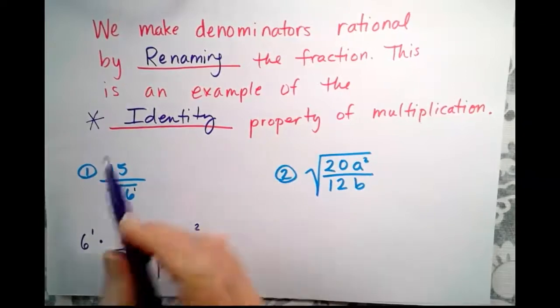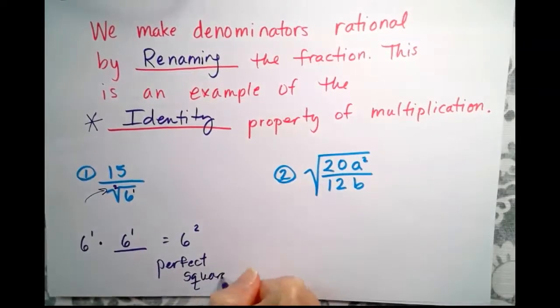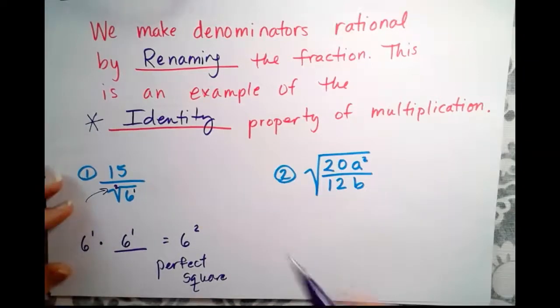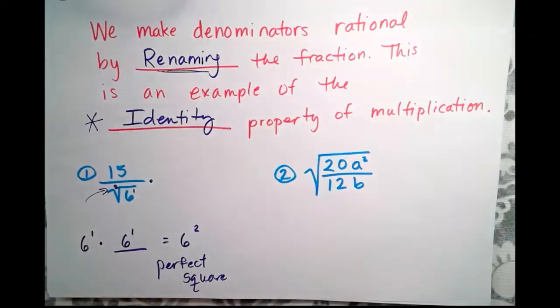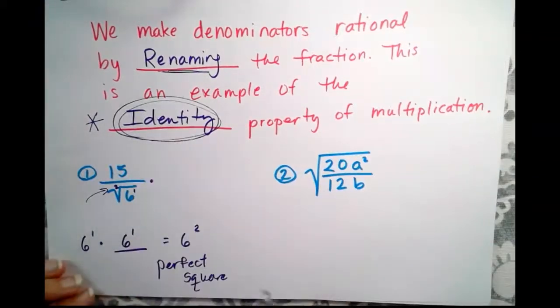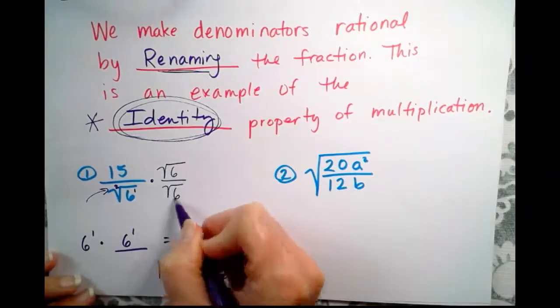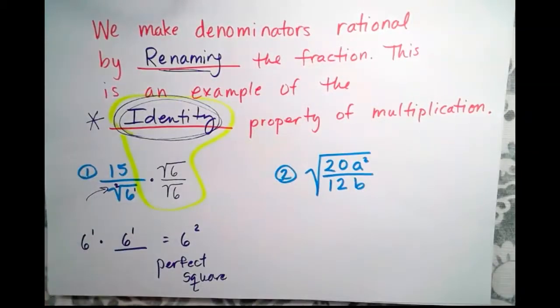If we have a square root, and a square root has an index of 2, we need a perfect square in order to have an inverse effect on that radical. But remember, we're going to rename this fraction. Not change the value, simply rename. And when we rename, we're going to multiply by the multiplicative identity, which of course is equal to 1. So we are going to multiply by the square root of 6 over the square root of 6. Remember, this fraction is the identity. That's what it represents because it's equal to 1.